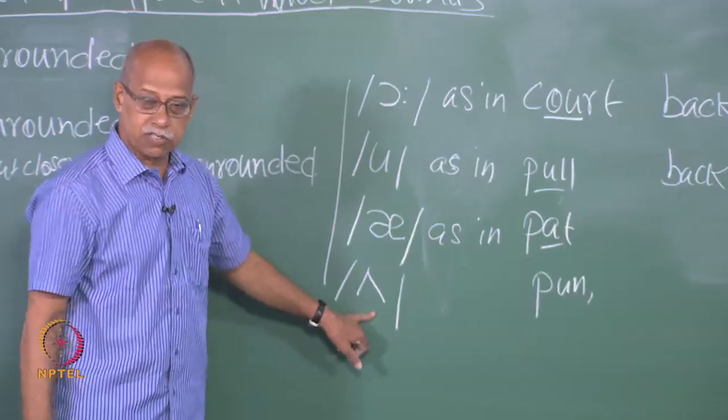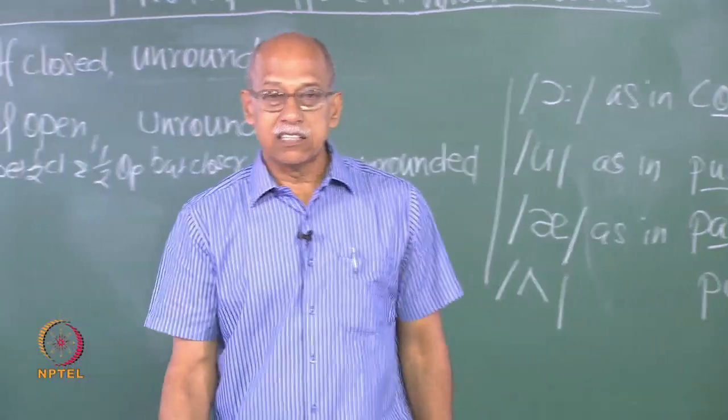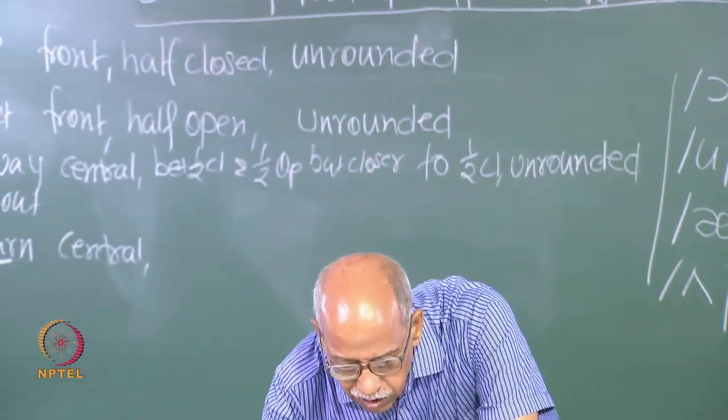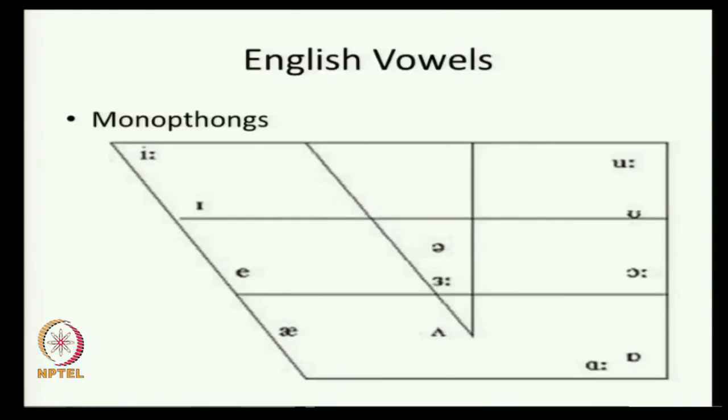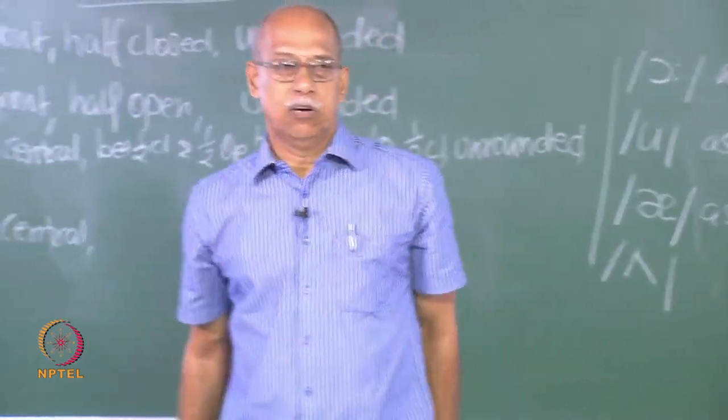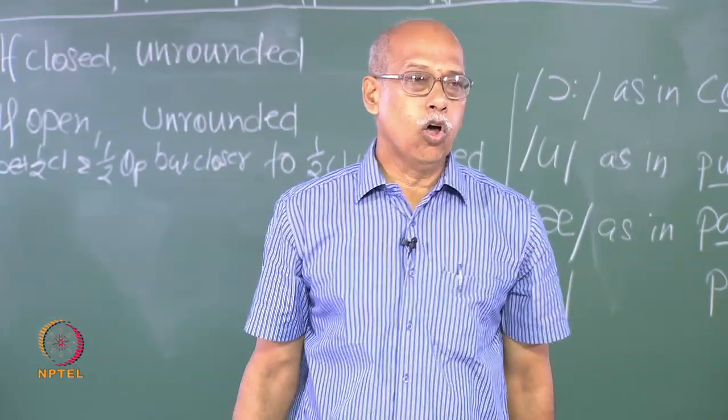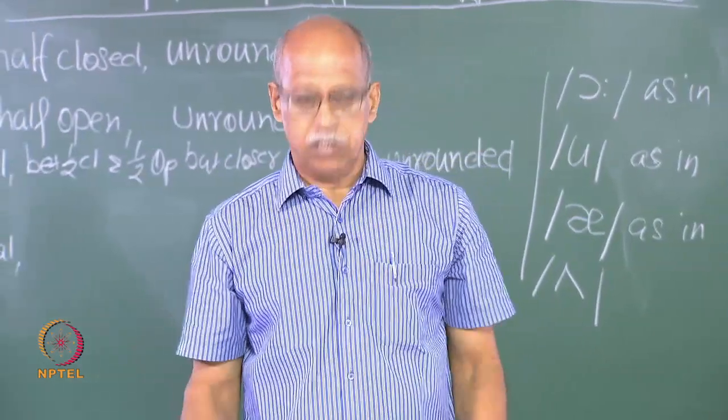Okay, how do we describe it? Is it front or back? Central. Is it open or close? It is half open, but closer to open. Is it rounded or unrounded? Unrounded. In this manner, we can describe all English vowel sounds.